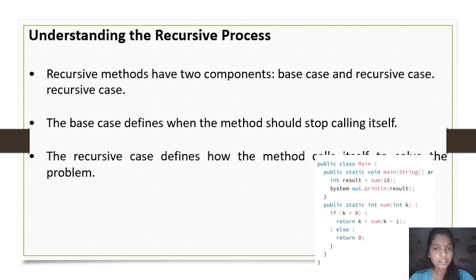Next is understanding the recursive process. First, we have to understand how the recursion process works. A recursive method has two components, that is the base case and the recursive case. The base case defines when the method should stop calling itself. The recursive case defines how the method calls itself to solve the problem. These are the two components of a recursive method, the base case and the recursive case.